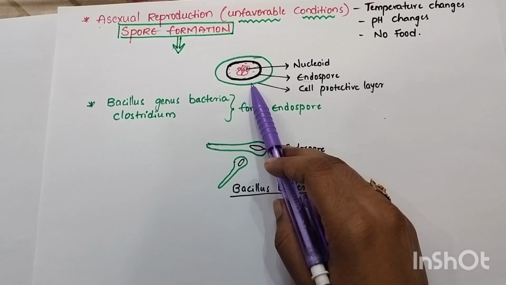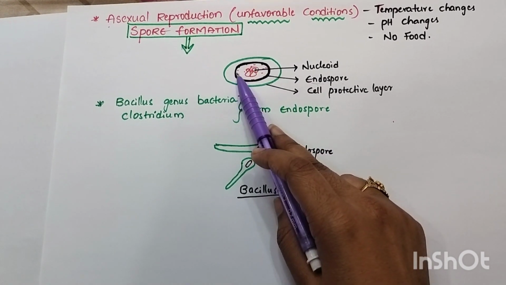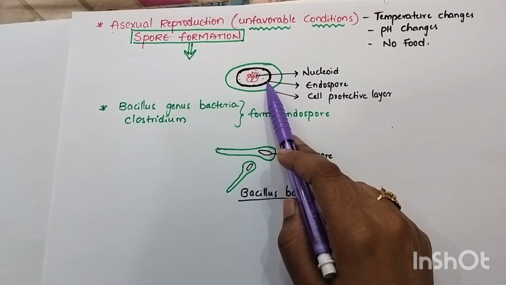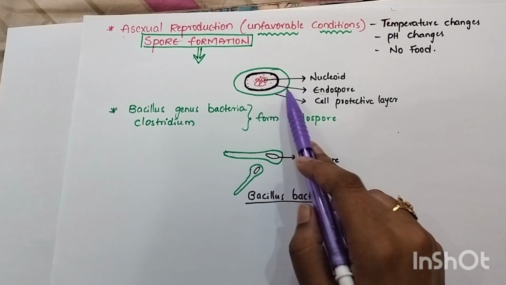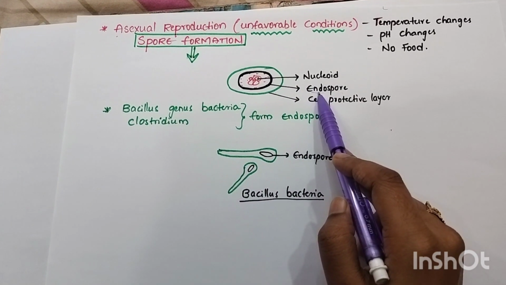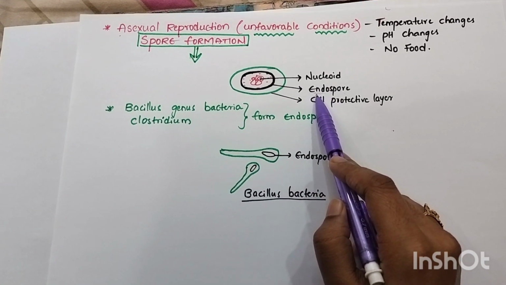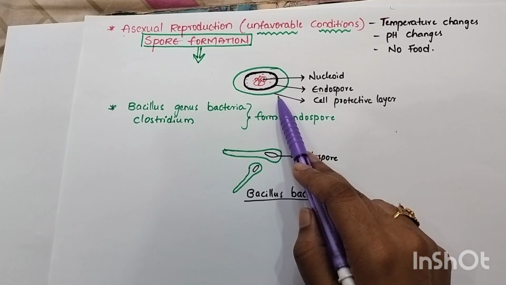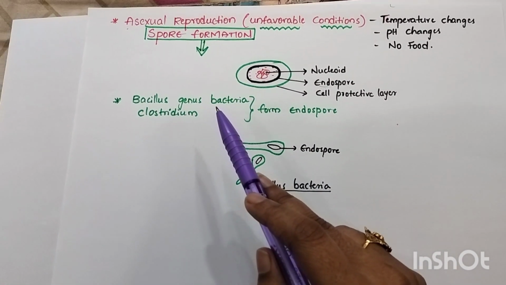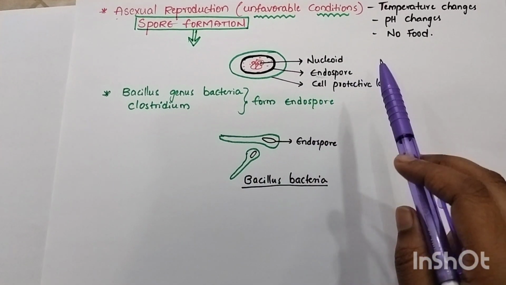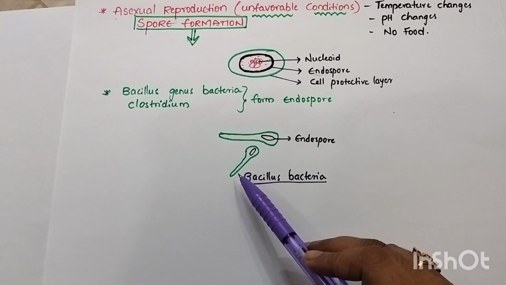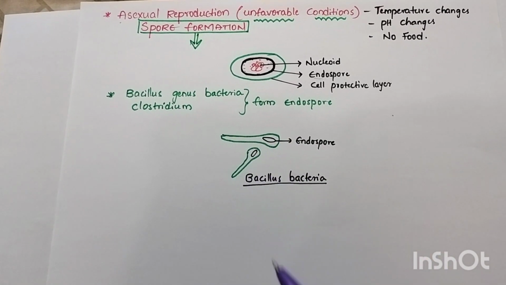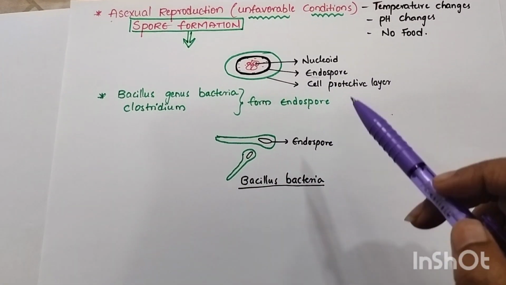So if you see, this is a bacterial cell, and this is the genetic material, this is the cytoplasm, and this green colored layer is called the protective layer. And here, this black colored layer is the endospore. It is called endospore because endo means inside. Since the spore is forming inside, it is called endospore. And this is how the spore formation takes place. Mostly bacteria of the genus Bacillus and Clostridium form this endospore. Here is the Bacillus bacterium, which has a rod shape, and here is the endospore formation. Yes, this is how the spore formation takes place.